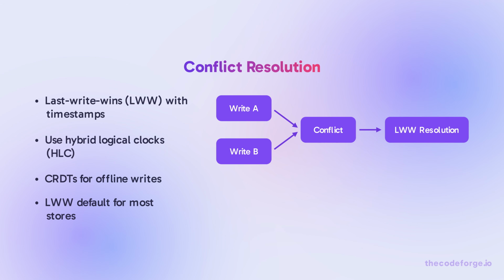When concurrent writes happen to the same key, you need a conflict resolution strategy. Last write wins uses a timestamp. The write with the latest timestamp wins. But clocks aren't reliable, so use hybrid logical clocks instead. CRDTs guarantee convergence without consensus.